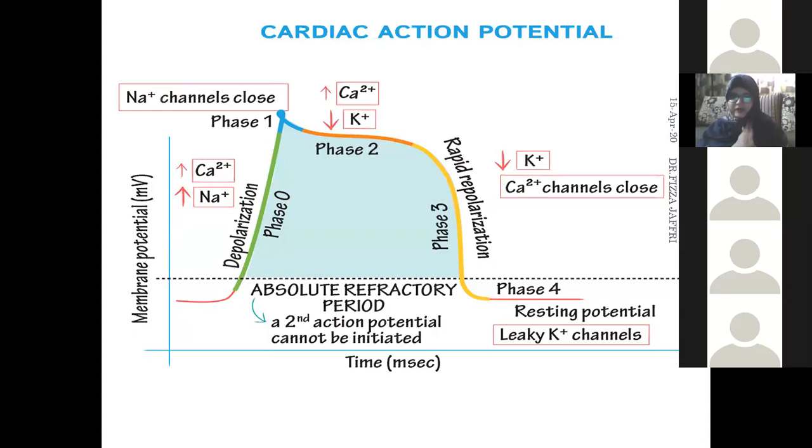Then you have a rapid repolarization phase, in which the potassium channels remain open. That leads to more outward movement of potassium to attain a certain threshold. And between phase 1 and phase 4, this is the absolute refractory period, or you can say effective refractory period, in which a second action potential cannot be initiated.